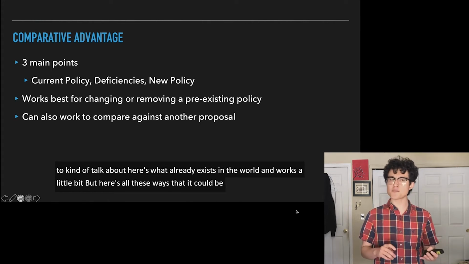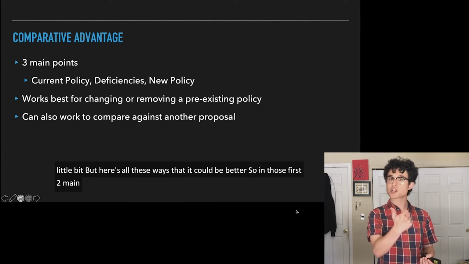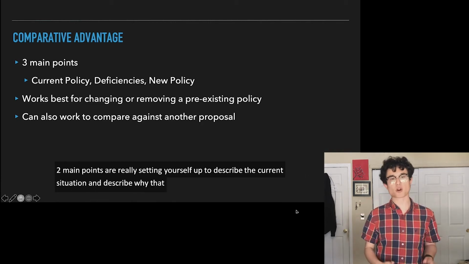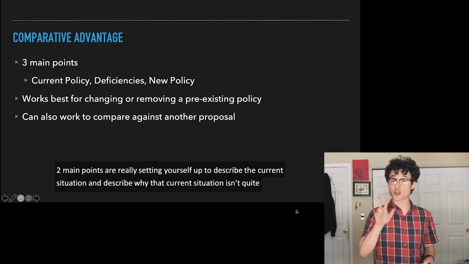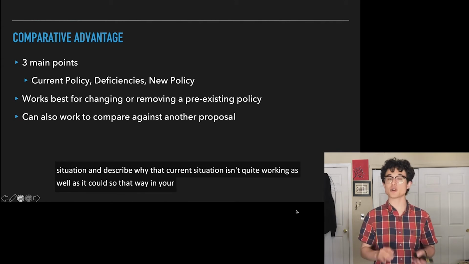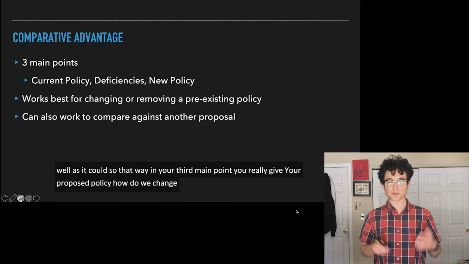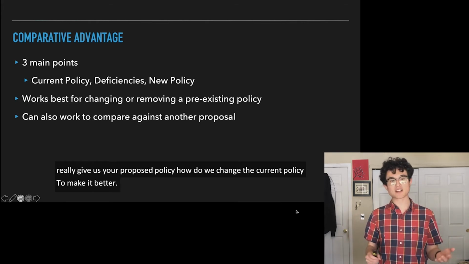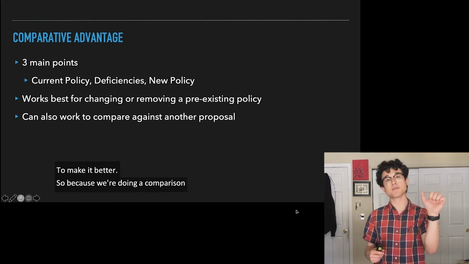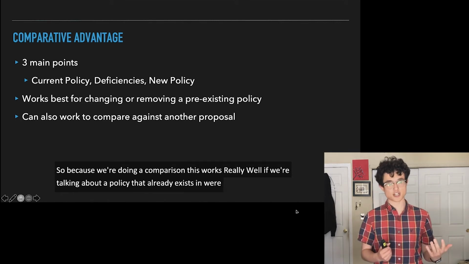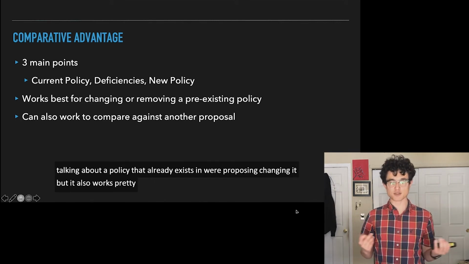So in those first two main points, you're really setting yourself up to describe the current situation and describe why that current situation isn't quite working as well as it could. So that way, in your third main point, you really give us your proposed policy. How do we change the current policy to make it better? So because we're doing a comparison, this works really well if we're talking about a policy that already exists and we're proposing changing it, but it also works pretty well if there's like two possible proposals.